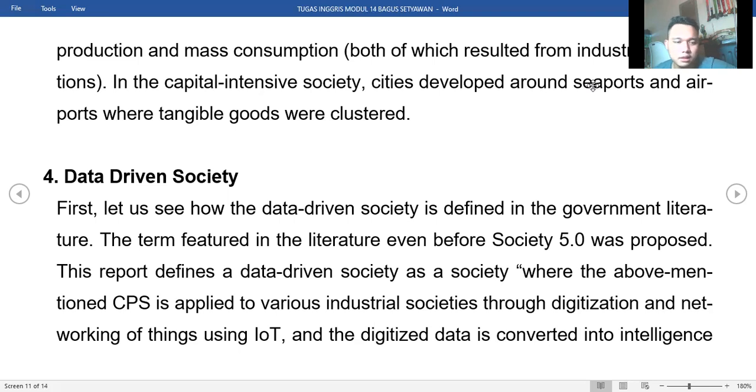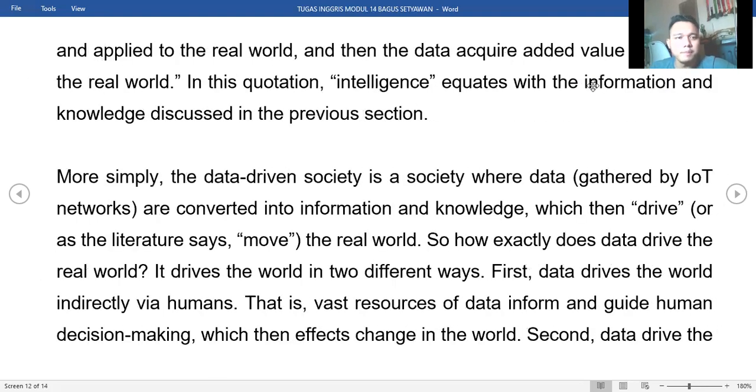through digitization and networking of things using IoT. And the digital data is converted into intelligence and applied to the real world, and then the data acquire added value and move the real world. In the quotation, intelligence equates with the information and knowledge discussed in the previous section.